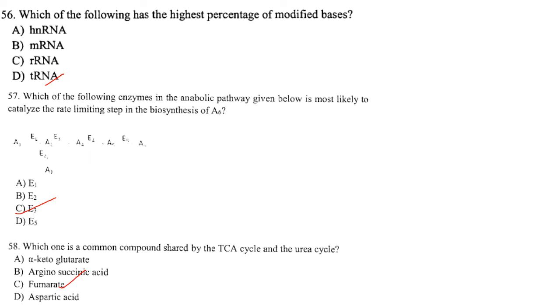Then, which of the following enzymes in the anabolic pathway given below is most likely to catalyze the rate limiting step in the biosynthesis of A6? So it is E3. Answer is option C. Which one is a common compound shared by the TCA cycle and urea cycle? So it is fumarate. Answer is option C.